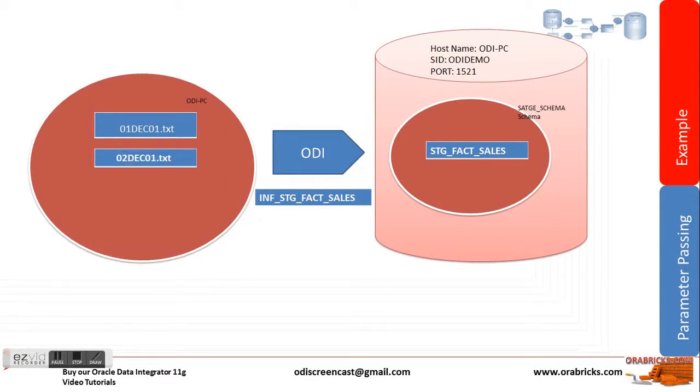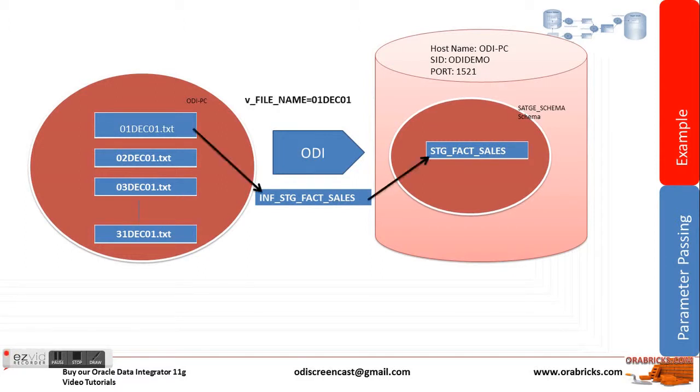The next day we receive another transaction file, 02 December 01.txt, so we have to populate the target table with this transaction file also. Let us assume that we have 31 transaction files in one shot. You have to populate all the 31 transaction files with a single mapping. You don't really need to create a mapping for each and every transaction file. You create one mapping and you pass the name of the file to the mapping, so it will process the corresponding file.